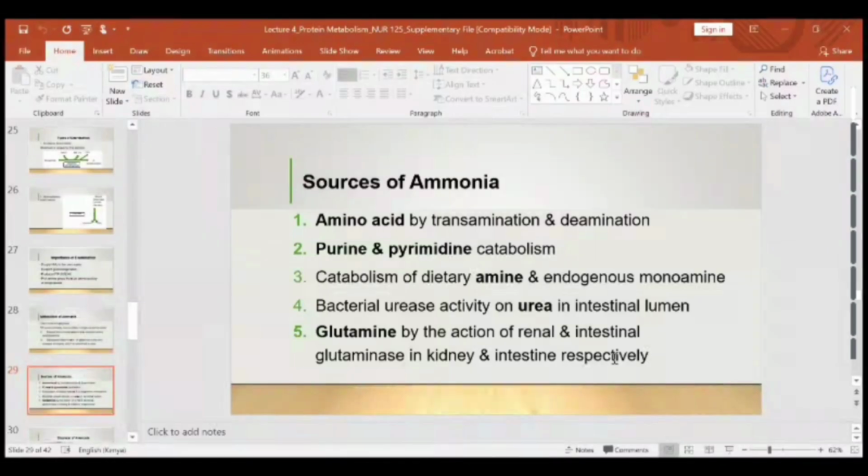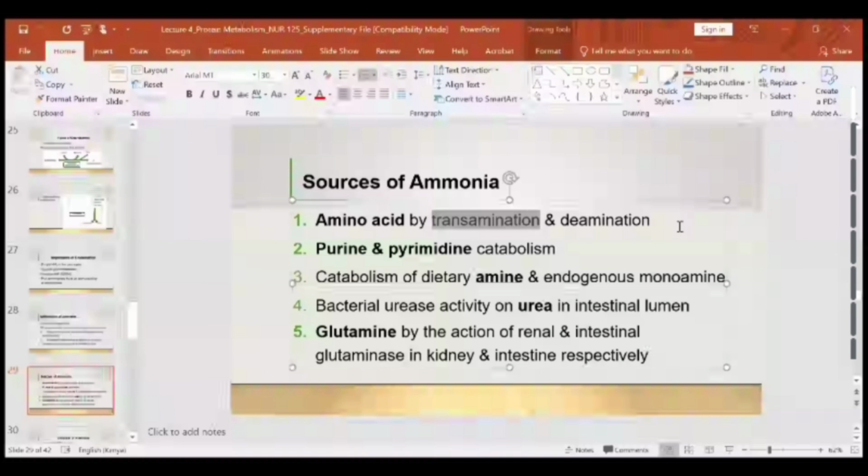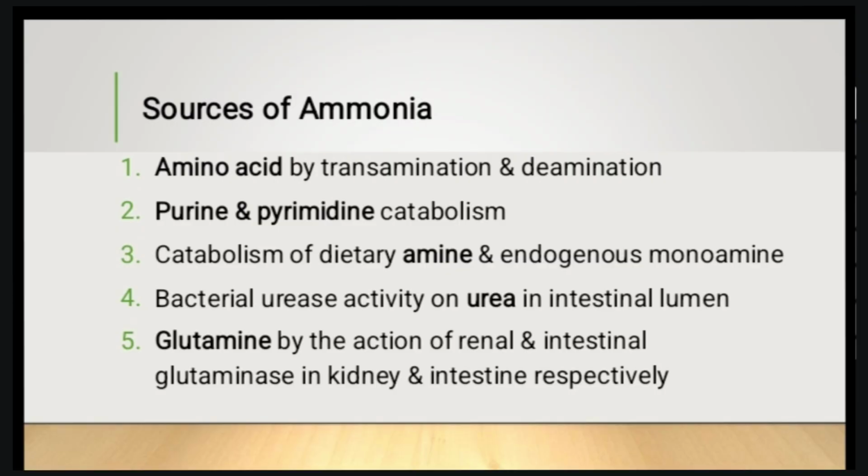What would be other sources of ammonia? As we've seen, the main source of ammonia is deamination. Transamination might not be a very major source of ammonia, but the main source, of course, is deamination, and that is majorly from glutamate, not glutamine, glutamate or glutamic acid. These others are minor sources. When you break down purines and pyrimidines, which are nucleic acids, you also get ammonia.